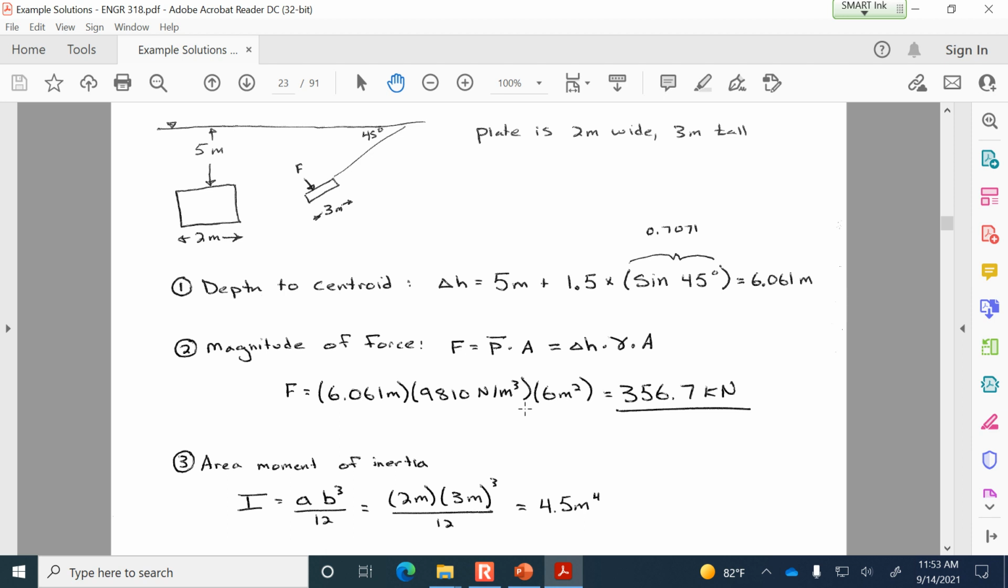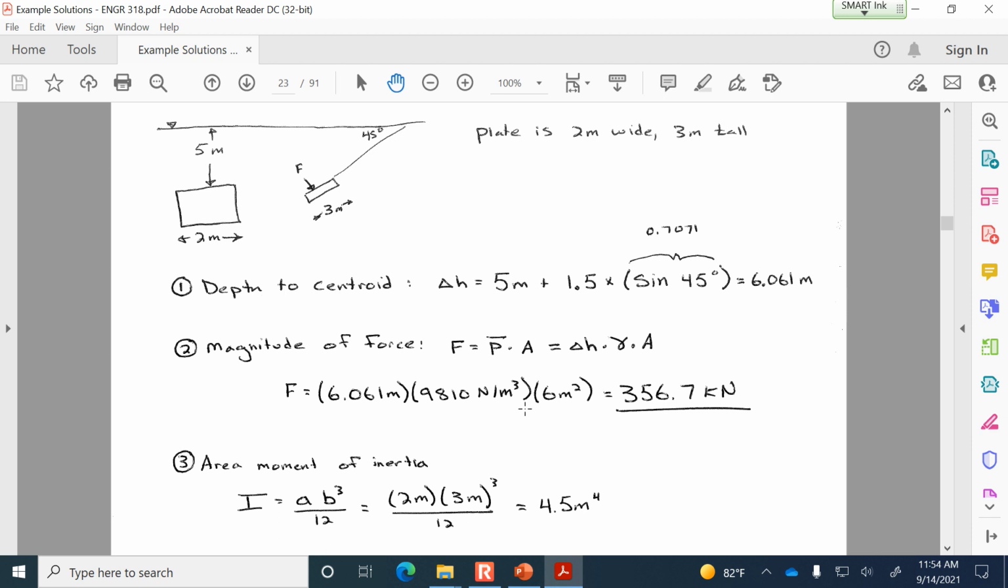Any questions so far, when this is fully submerged and at an angle? Step 3 was to find the area moment of inertia. So I is A B cubed divided by 12, and we still use its physical dimensions even though it's inclined. A is the width of the gate, 2 meters. B is the height of the gate, 3 meters, cubed and divided by 12. So that is 4.5 meters to the fourth.